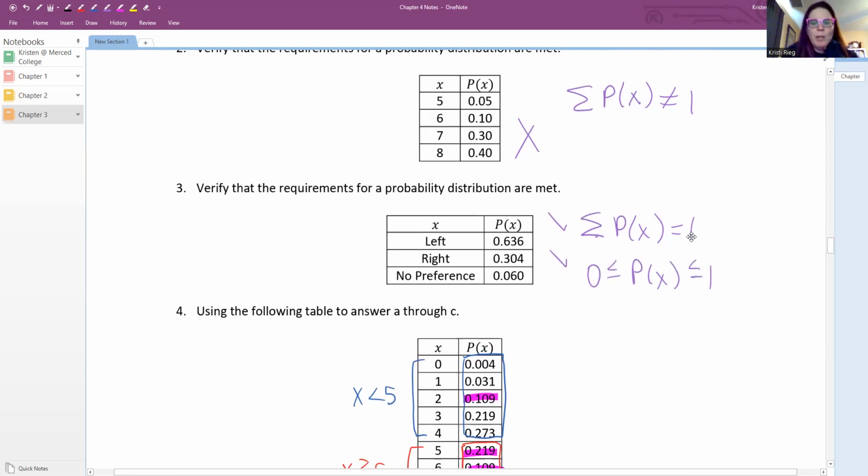So when it asks for the requirements, those are the two requirements. The sum of all the probabilities is equal to 1, and each individual probability is in between 0 and 1, including 0 and including 1.